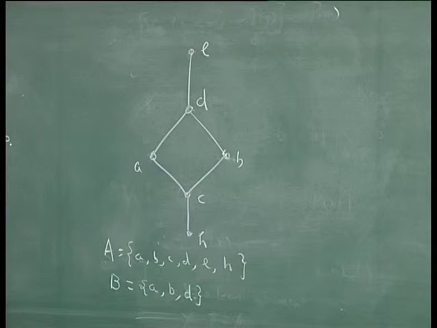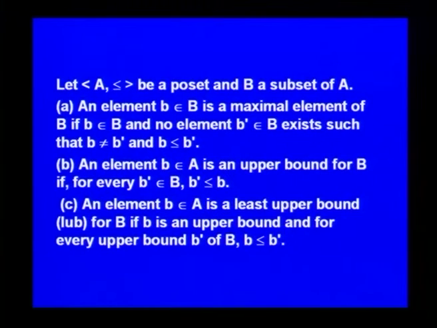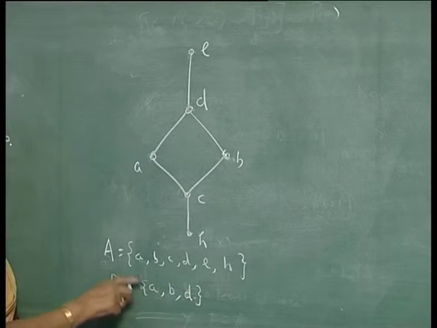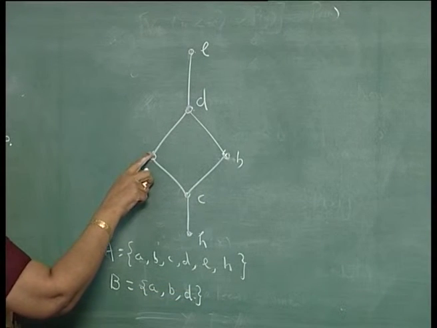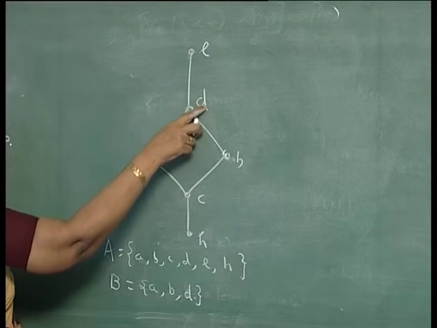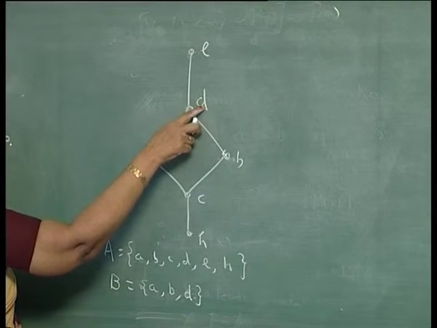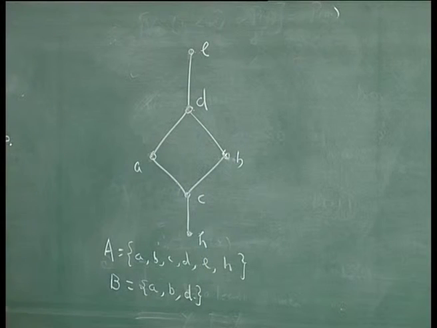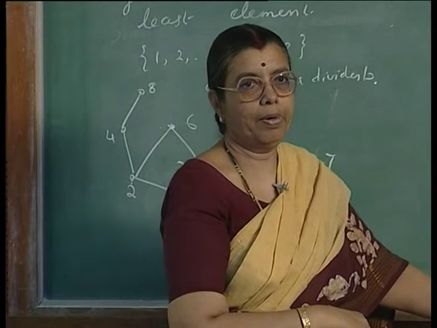That is the next definition. An element B belonging to A is a least upper bound for B if B is an upper bound and for every upper bound B dash of B, B is less than or equal to B dash. So, if you consider this set A, B, D, E is an upper bound, D is also an upper bound, but D is the least upper bound. Similarly, you can define lower bound and greatest lower bound.